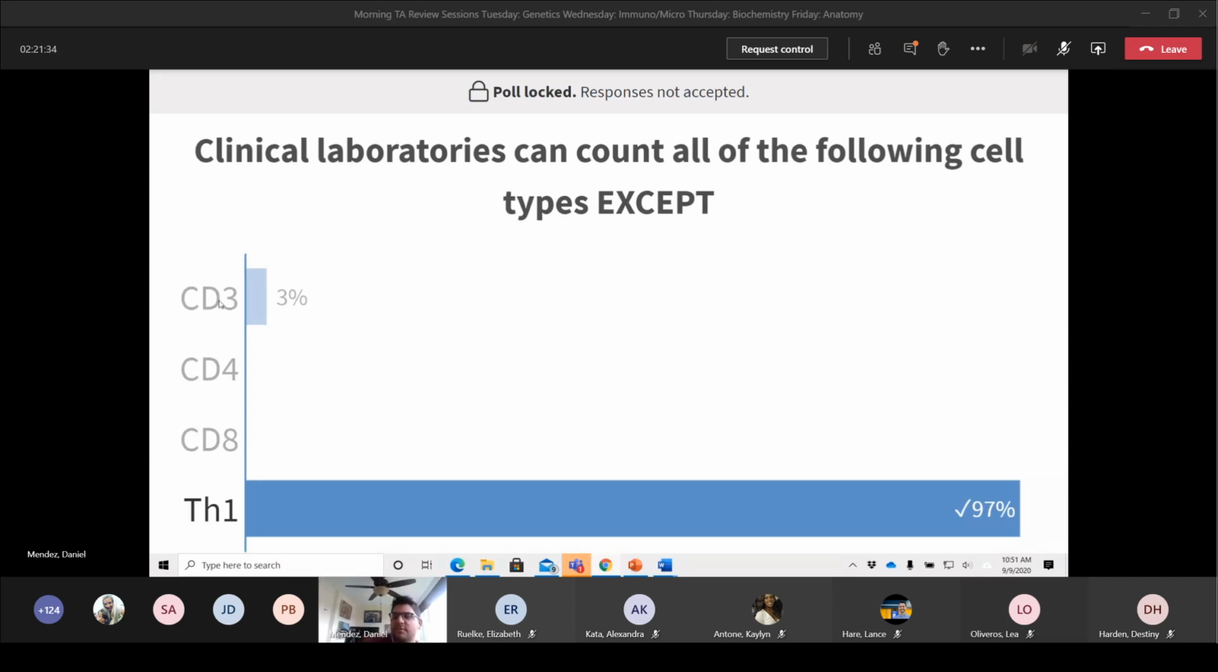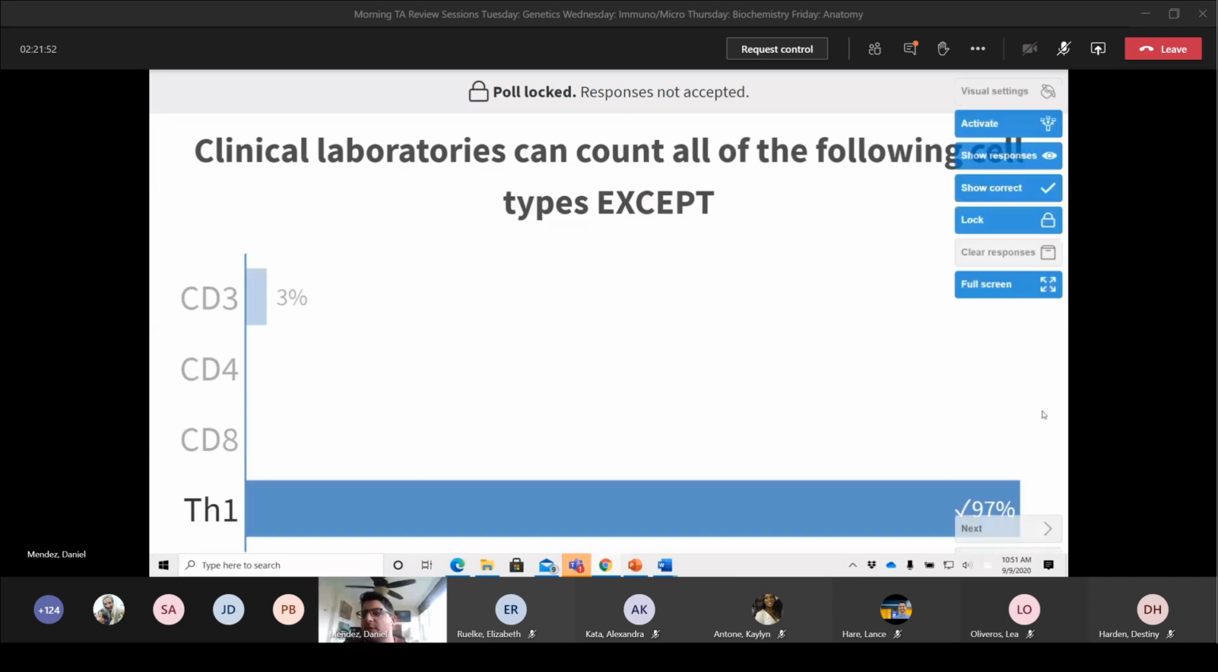Remember, CD3 is going to be the receptor next to the BCR or the TCR that's going to help send the signal from the outside through the cell membrane into the actual cell. So that's something that we glossed over very quickly. And you should already know CD4 and CD8 cells. She did mention this very briefly in her lecture. Make sure to go back and re-listen to those lectures.